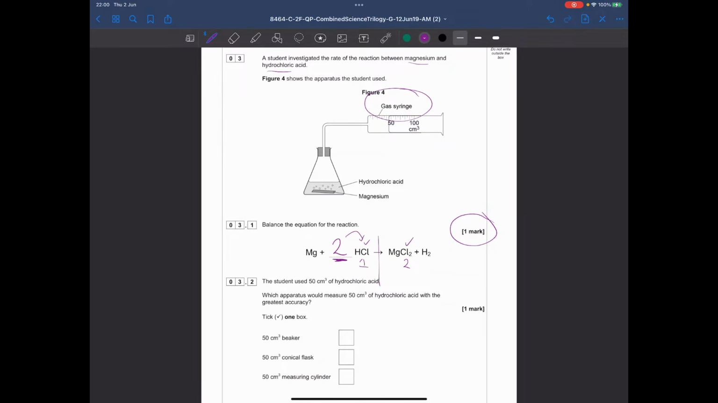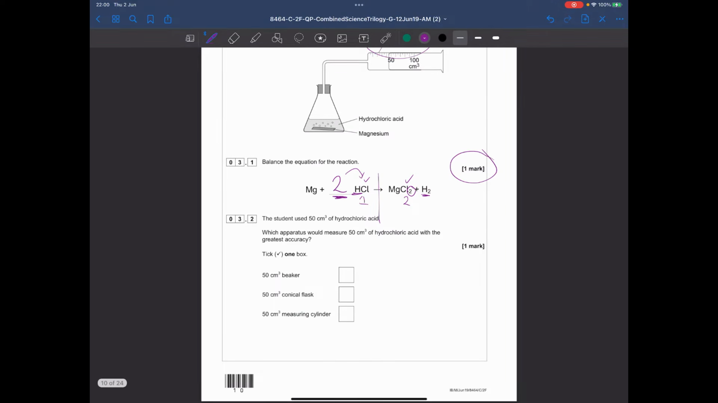So we'd have 2 chlorines on the left and 2 chlorines on the right. And then that automatically balances our hydrogens as well. So that just solves it all. The student used 50 centimetre cubed of hydrochloric acid.